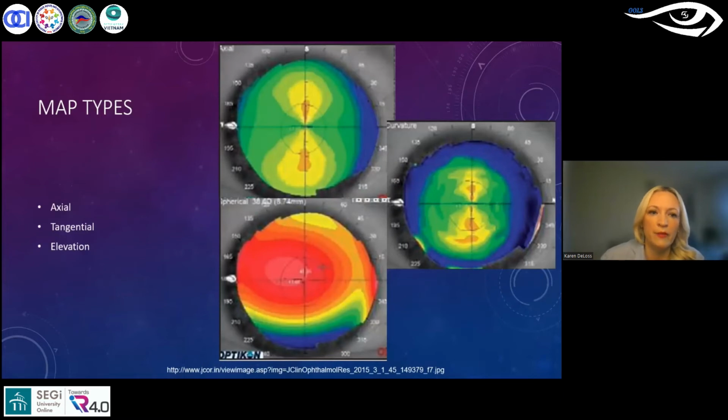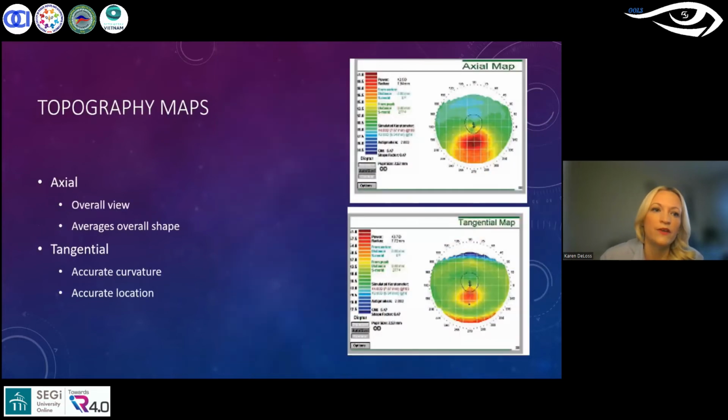Going on to map types, 3 common types: axial, tangential, and elevation. So axial is going to give you an overall more global view of the shape of the cornea. It's kind of more of a best fit sphere or based on the average cornea, so it's based on an algorithm. Tangential is going to give you more definite points, so points next to each other. It's seen as more accurate curvature and location.